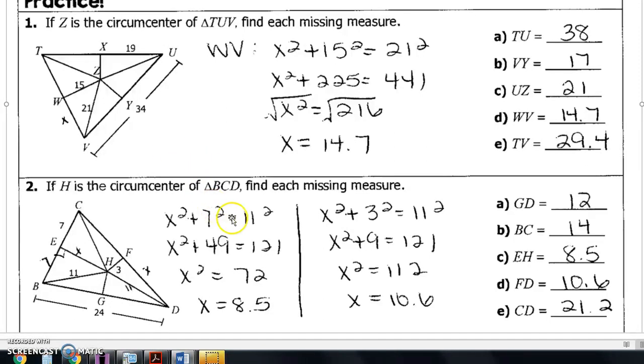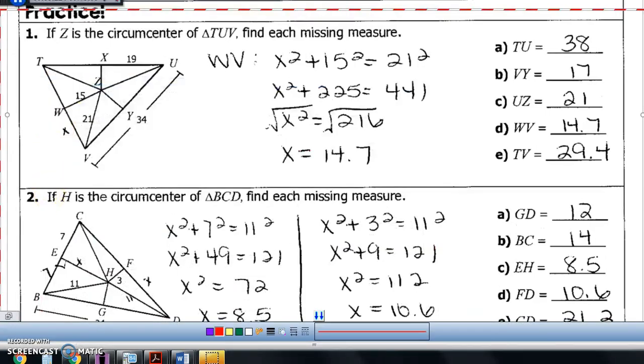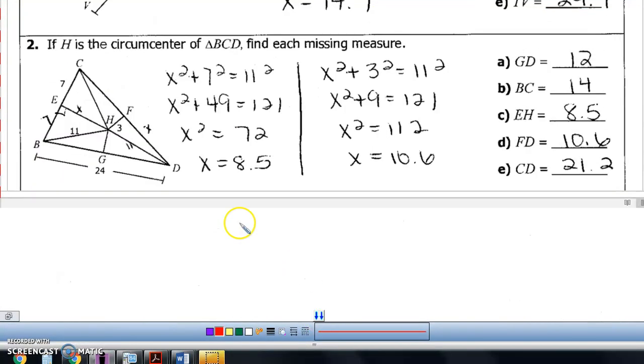Alright, this time you had to use the Pythagorean Theorem twice because there were 2 sides or pieces that they did not give you. Alright, so let's look at it. GD, they want to know it, but it gave you the whole length, so that was just 12. BC, they wanted this length. Since one of them was 7, the other is 7. The whole thing is 14.